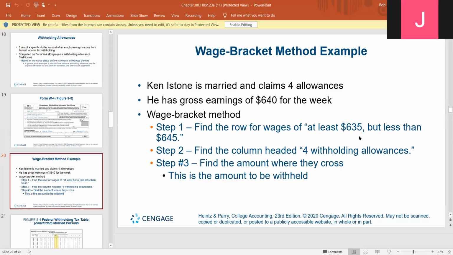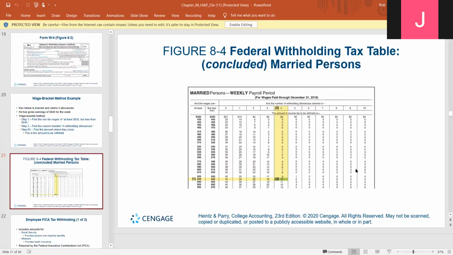Wage bracket method, huh? Well, here we're going to have to look at a schedule. Ken Ishtone is married, claims 4. He has gross earnings of $640 for the week. Go to your schedule, find the row for wages of at least, in this case, from 635 to 645. Find the column for 4 withholding allowances, and where they cross is the amount to take out.